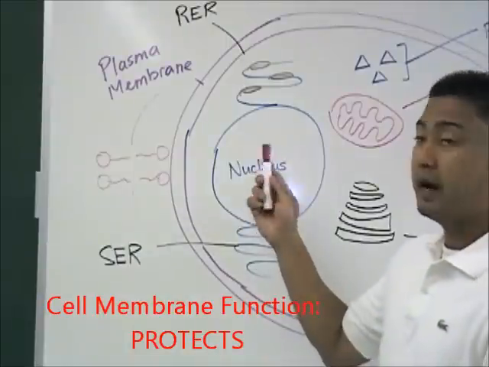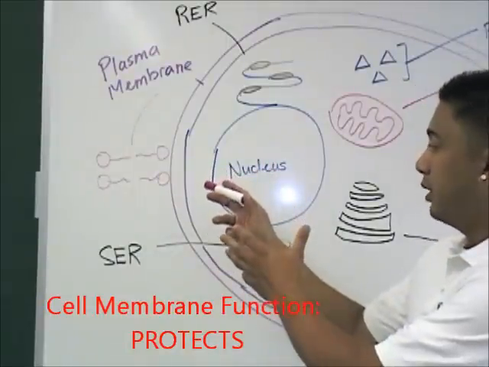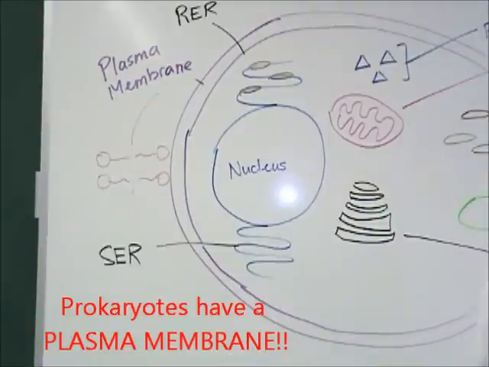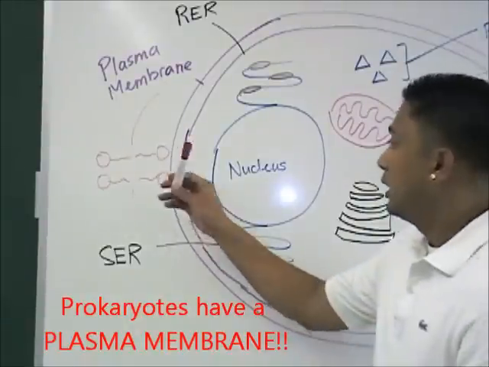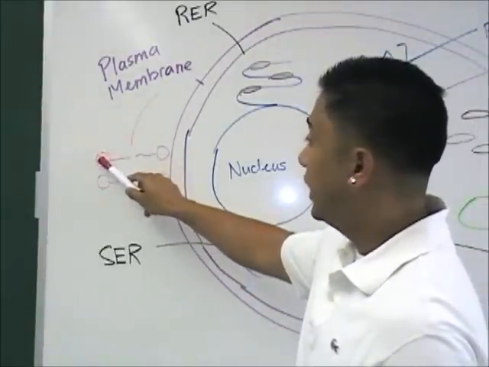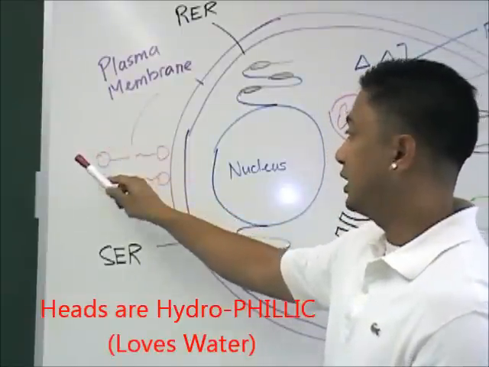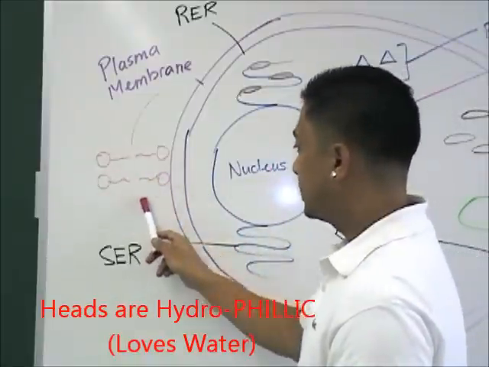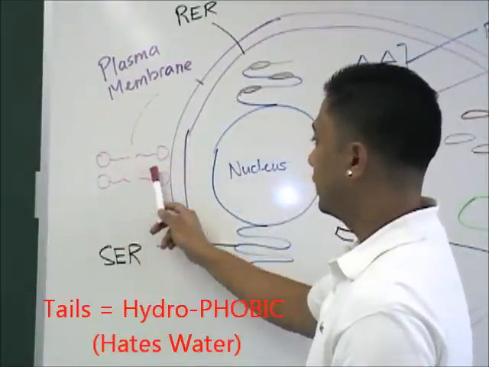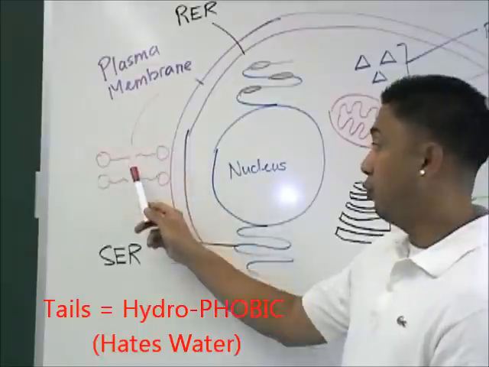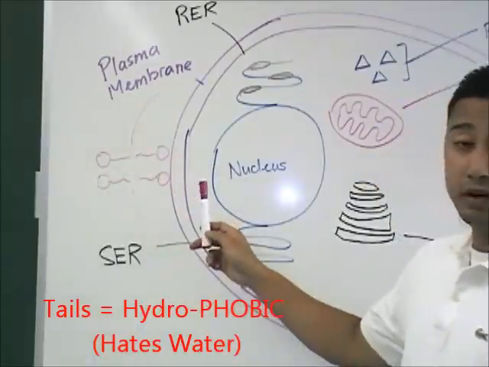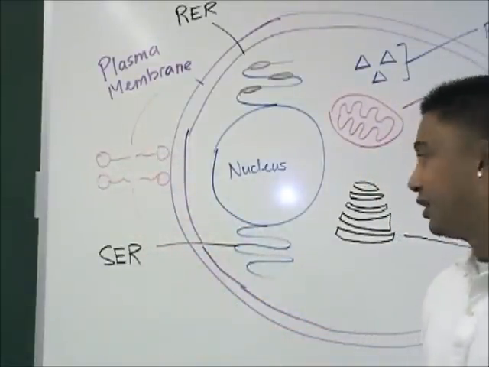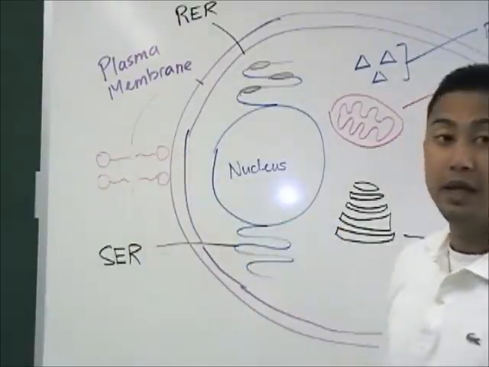The phospholipid bilayer is what makes the plasma membrane. The plasma membrane is also in prokaryotic cells as well. Okay. And the hydrophilic heads are on the outside. They face the exterior and also the interior. This inner portion of the phospholipid bilayer is hydrophobic, which means that it fears water or hates water. Again, phobic means not like, and philic means love.